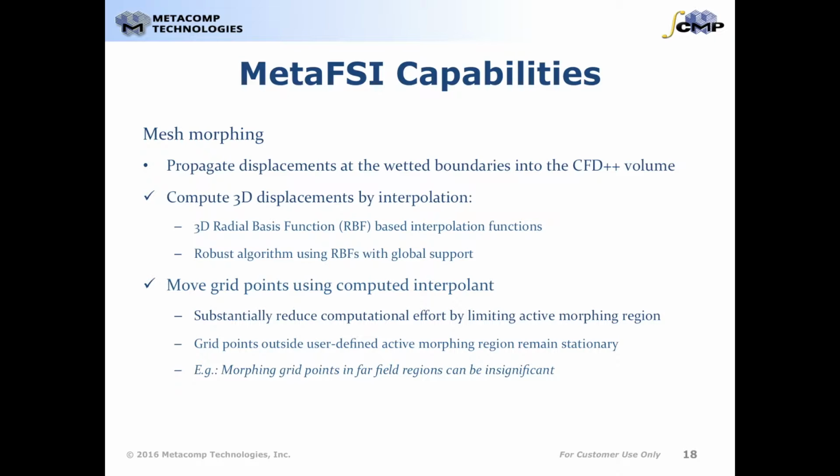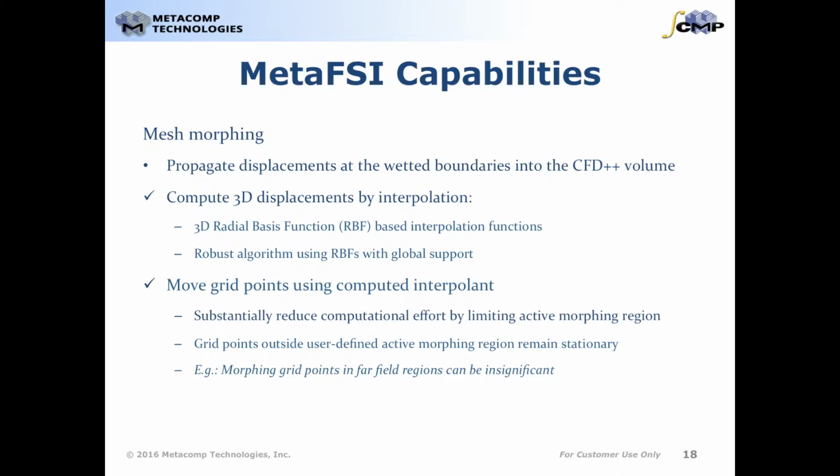These are the displacements that need to be applied to each grid point and are computed with the help of 3D radial basis function-based, or RBF-based, interpolation functions, with global support to ensure robustness of the algorithm. The second stage of the mesh morphing involves actually moving these grid points using the previously computed interpolant.